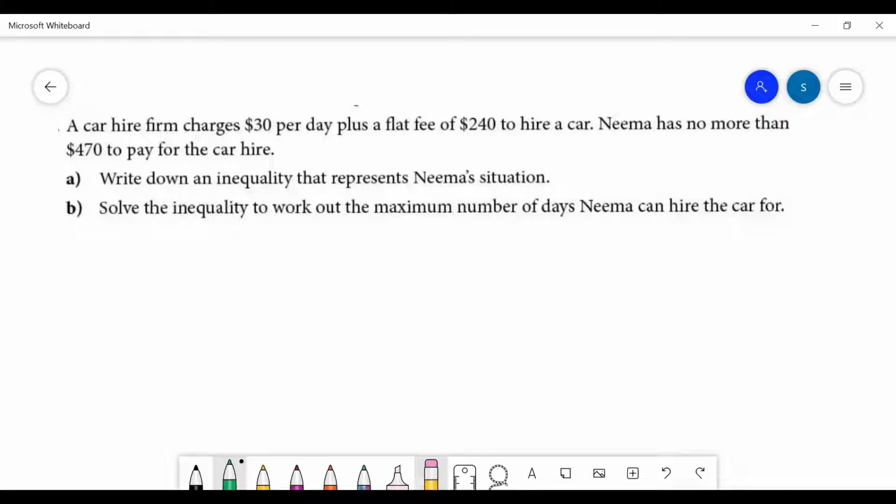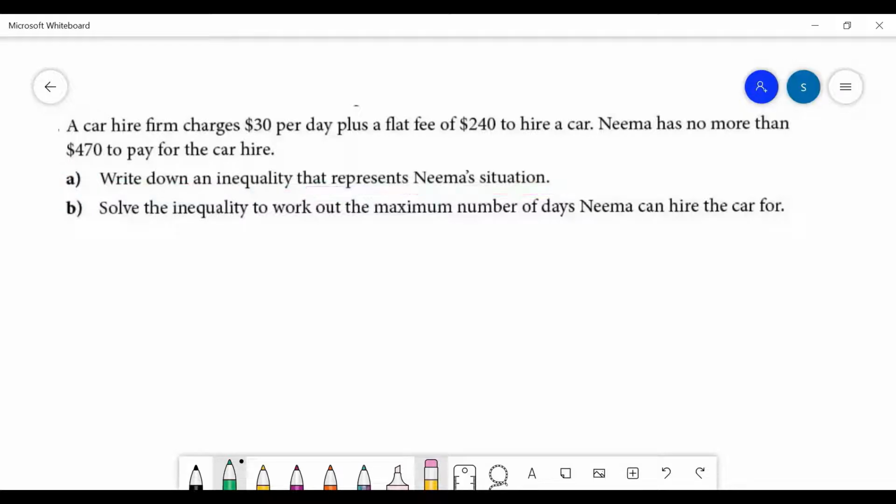Alright, now that we know how to solve an inequality and represent it on the number line as well as the graph, let's try solving this question over here. It says a car hire firm charges $30 per day plus a flat fee of $240 to hire a car. Nima has no more than $470 to pay for the car hire. Write down an inequality that represents Nima's situation.